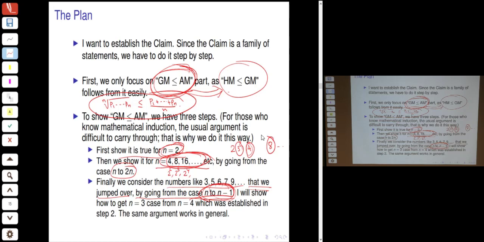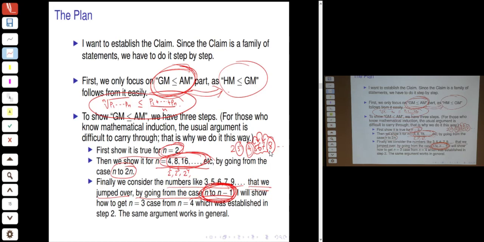Similarly, you can start with 8 and show that by going from the case n to n minus 1, you can show that you have the inequality for 7 numbers p1, p2, p3, p4, p5, p6, p7. From 7, since it is true for 7 real numbers, you can again use the trick of going from n to n minus 1 and obtain the inequality for 6 real numbers. From 6, you can go to 5 real numbers, the inequality for p1, p2, p3, p4 and p5, and that covers the gap between 4 and 8.